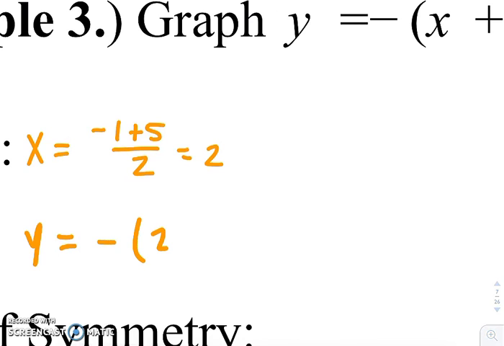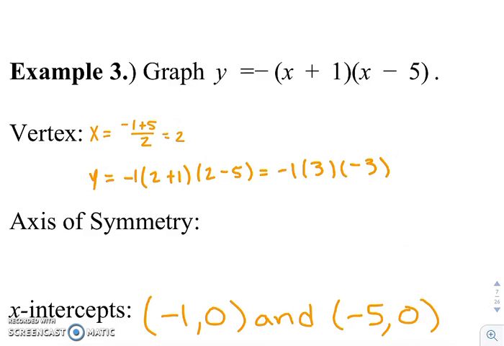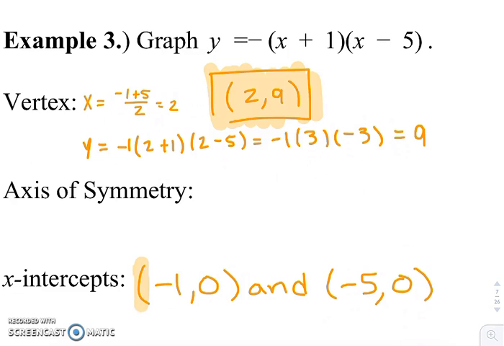So y equals negative 2 plus 1 times 2 minus 5. That negative in the front is really just a negative 1. So if you want to make that a negative 1, that is perfectly fine. So you have negative 1 times 3 times negative 3. What is negative 1 times 3 times negative 3? Positive 9. So this vertex is (2, 9). You can go ahead and plot that on your graph.